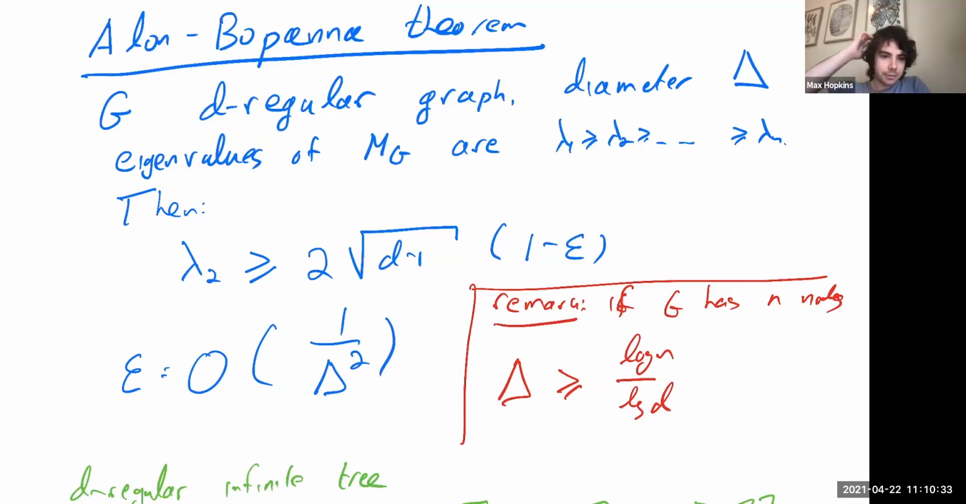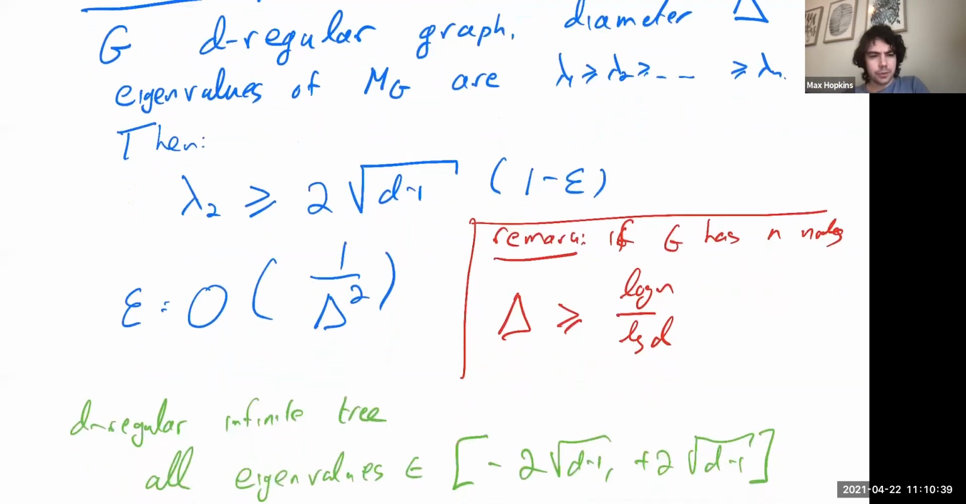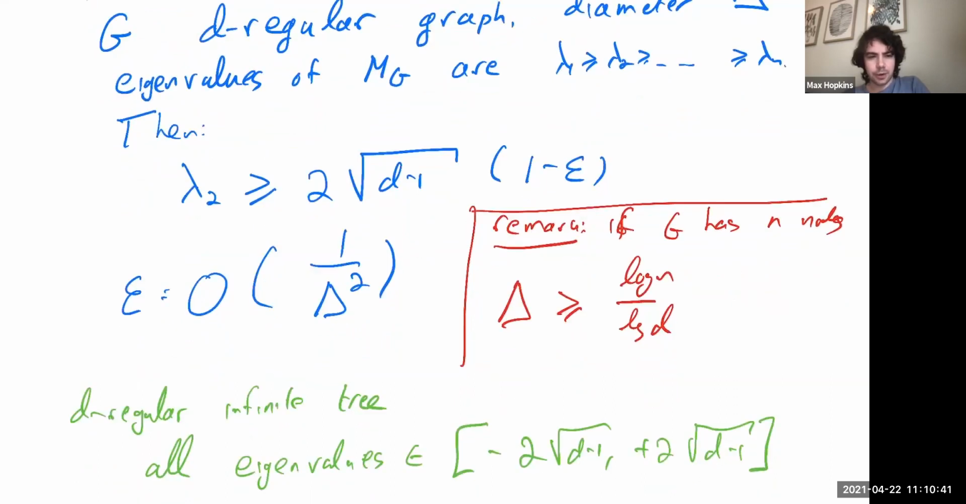Let me make a comment, maybe, Shachar, about the spectrum of the d-regular infinite tree, which I think you mentioned last time. We didn't prove it, and it isn't in the notes, but I'll probably add it: not only do the eigenvalues lie in that range, actually all of that range consists of eigenvalues.